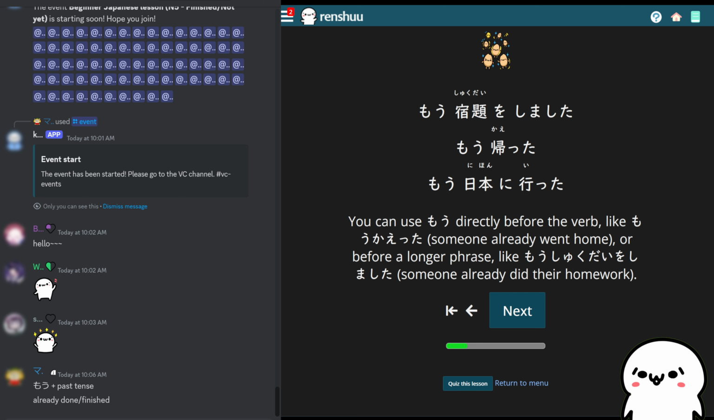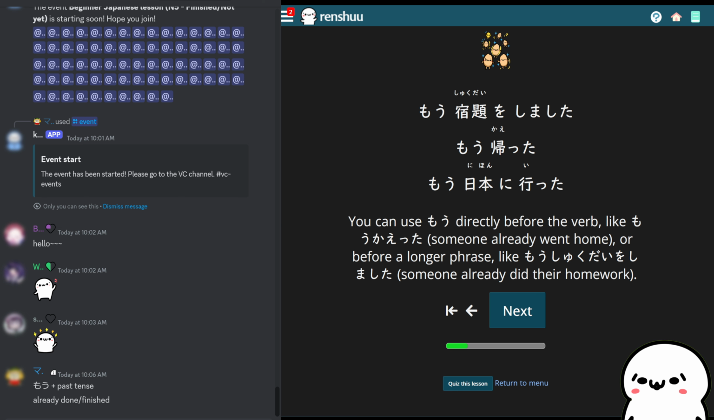Because fortunately for us, it's one of those few times that the English and the Japanese fit really, really well together. And so if you look at the examples on the screen, you can see what's going on here. And let me read through each of these. The first one, mo shukudai o shimashita. I've already done my homework. I've already finished my homework.